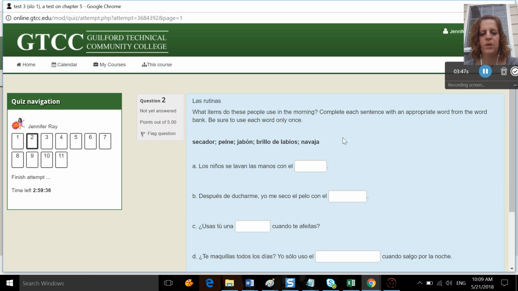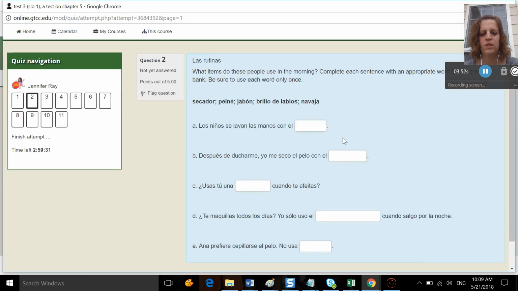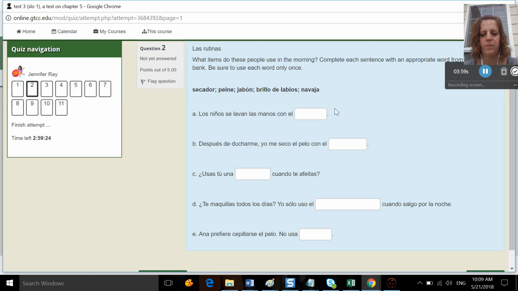Then what items do these people use in the morning? Complete each sentence with an appropriate word from the word bank. Be sure to use each word only once. So then you'll read these definitions or sentences and decide what word would best complete them from the word bank.